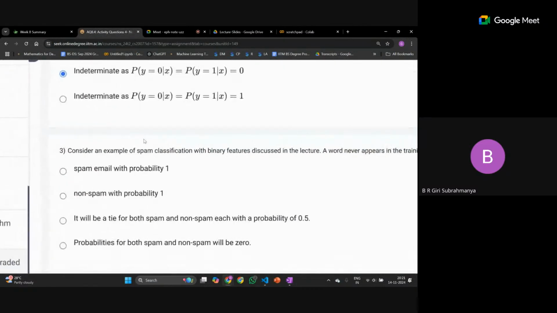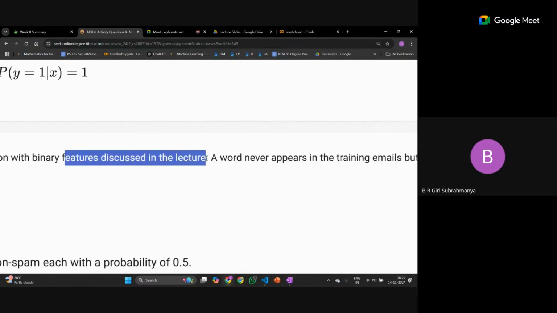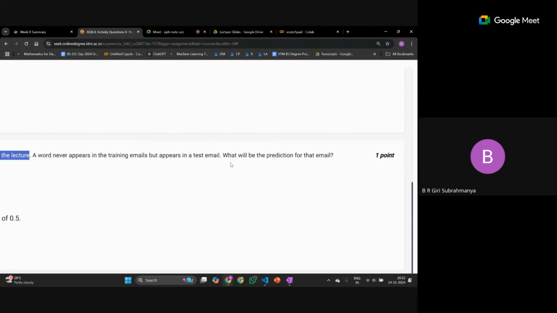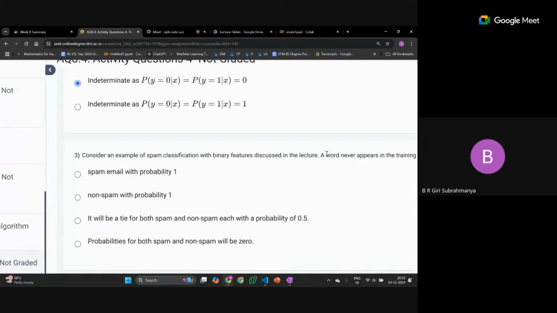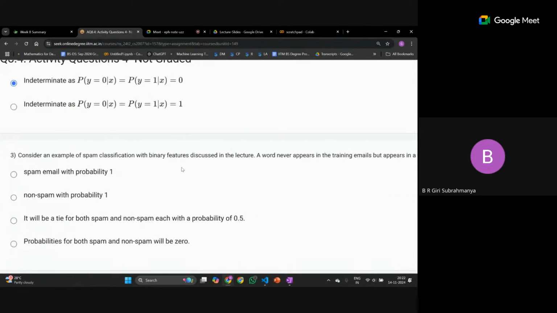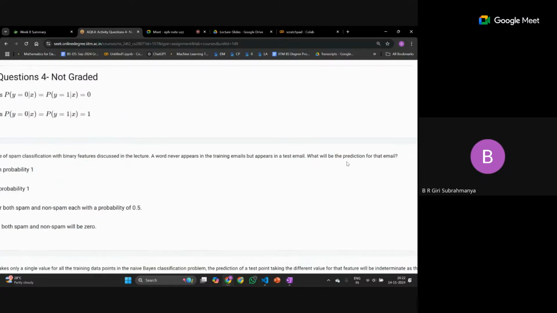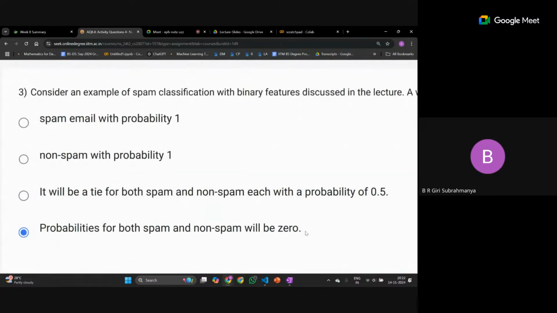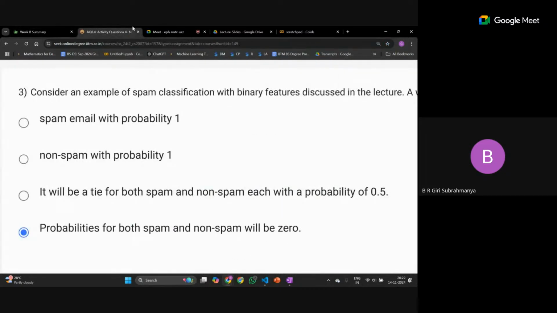Okay. Now, consider an example of spam classification. Binary features again. A word never appears in the training but appears in the test. What is the prediction for the email? Again, this is the issue discussed. Some feature does not have any word in the training but has that word in test. What is the prediction? The probabilities for both spam and non-spam will be 0, correct? That's what we saw. The product overall, everything is going to be multiplied and you will get 0, right?